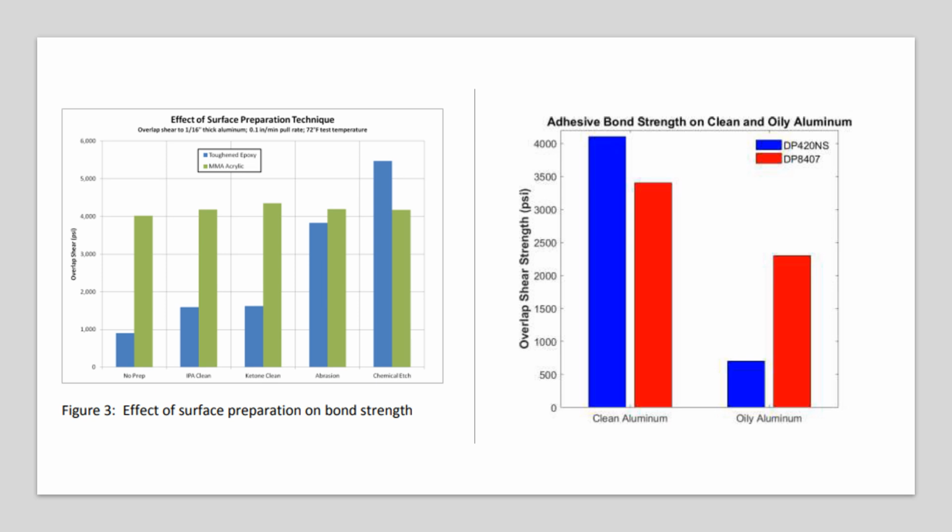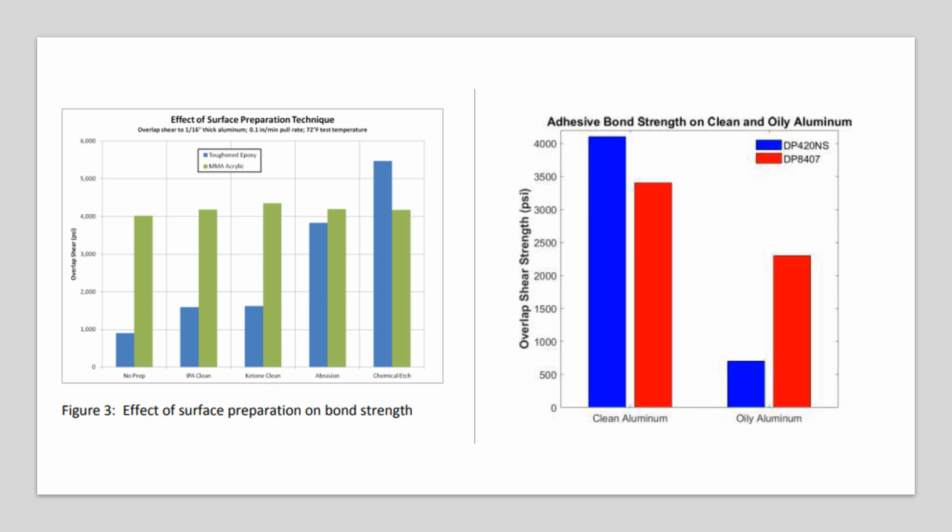Overlap shear is on the left-hand side, and then on the bottom, various preparation steps. So as you can see, no prep on an MMA, still reaching 4000 psi. But that toughened epoxy, the strongest epoxy that there is, with no surface prep, it's not even reaching that 1000 psi threshold to be considered a structural adhesive. But then when you go to abrasion and chemical etching, that's when the toughened epoxy starts to outperform the acrylic adhesive.